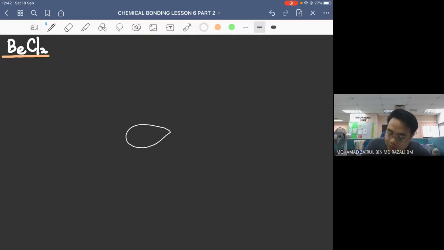Okay, dah lukis macam biasa, awak label terus atom. Awak terus label dia punya hybrid, dan lukis dia punya pair elektron.